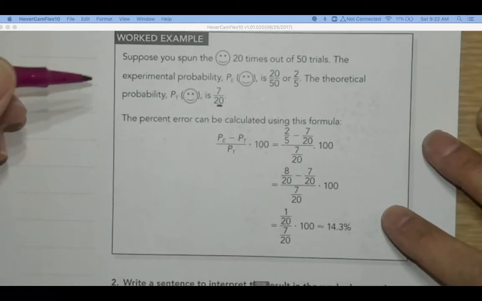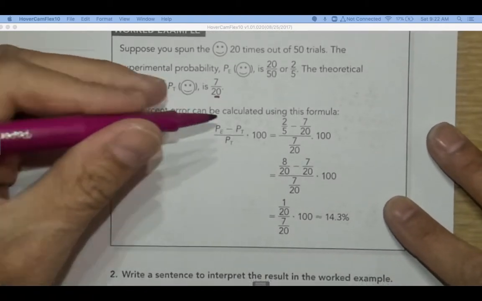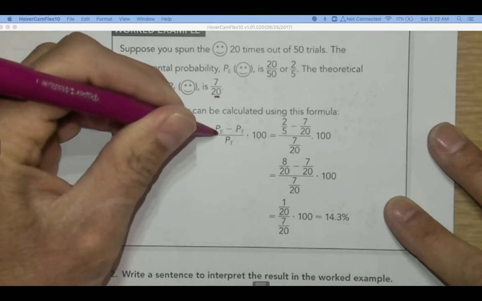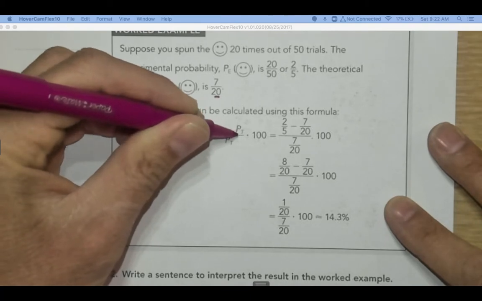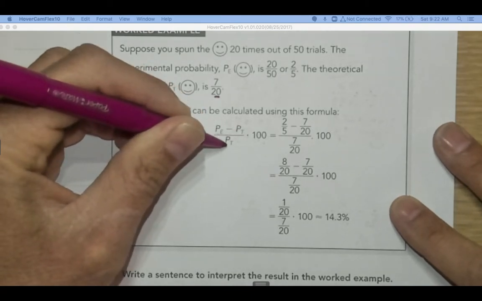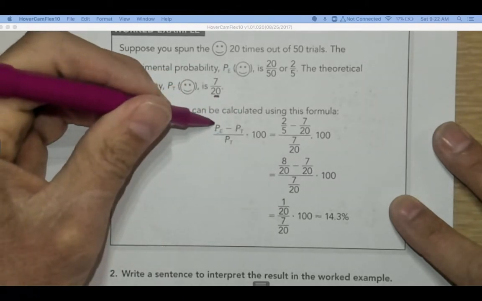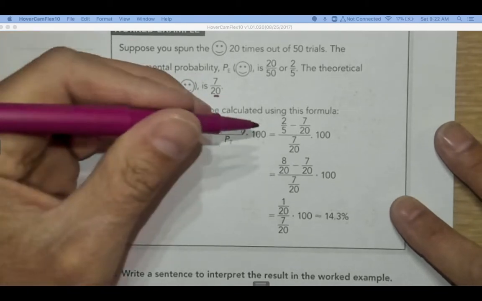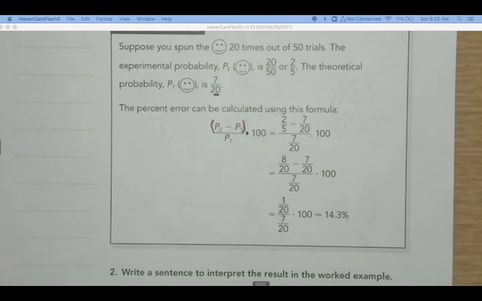Then, the percent error can be calculated using this formula. You take the experimental probability, you subtract the theoretical probability. Then you divide it by the theoretical probability. If I was writing this, I would almost want to consider putting parentheses around this because you do subtract that first. After you do that, you multiply it by 100 to get your probability. So let's take a look.